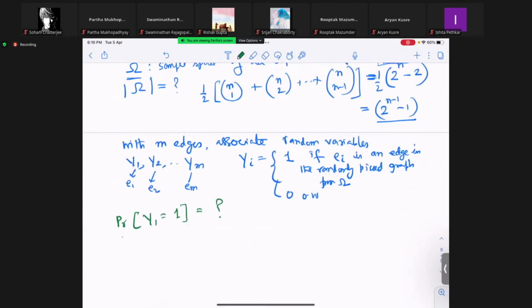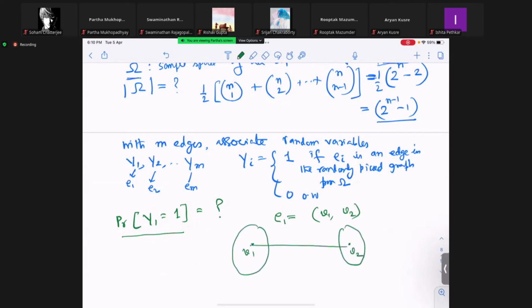So what is the probability that y1 equal to 1? How can it be 1? Because this edge e1 has two endpoints, v1 and v2. It can be 1 only if, in your selection, v1 goes to one side and v2 goes to the other side. Then it will be a cut edge. This is important to understand. How can this edge be a cut edge in your random process? There's only one way it can be a cut edge.